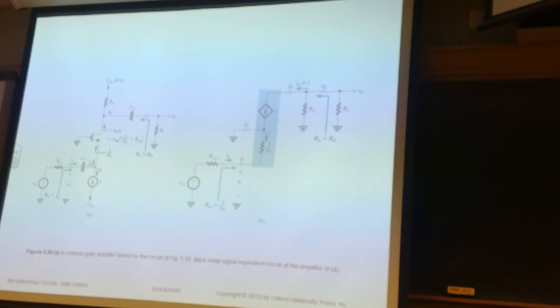Which one is zero? For the output it is RD. Why is it 0?